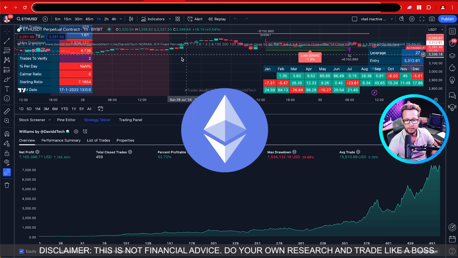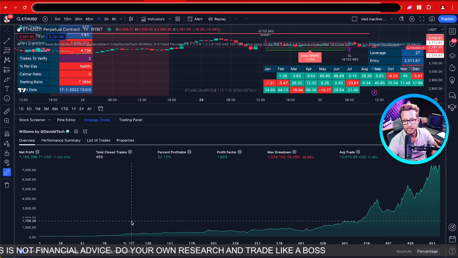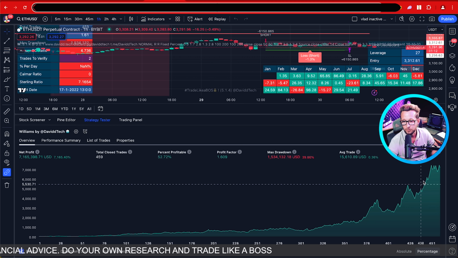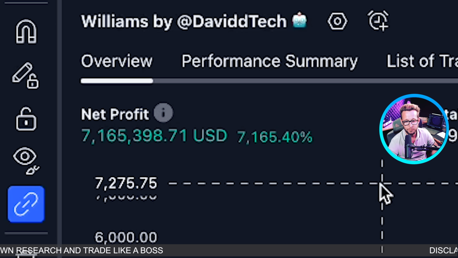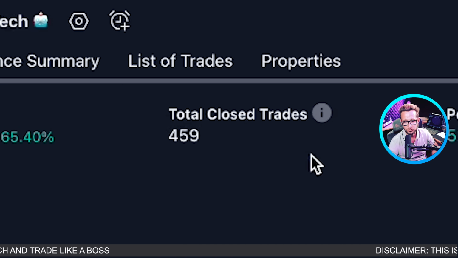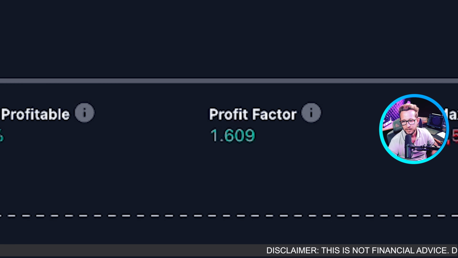Next one is Ethereum. The equity curve is a bit choppy, but it's certainly worth looking at and putting into forward testing. We have an amazing 7,000% net profit, 459 closed trades. The win rate is 52% and the profit factor is 1.6. Here's why it's so choppy.